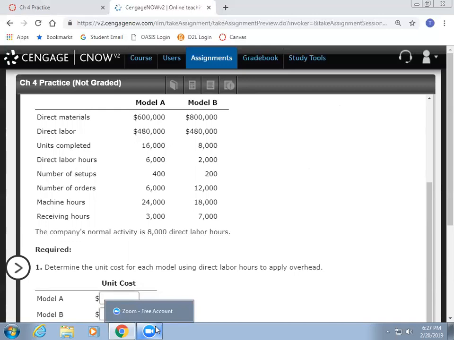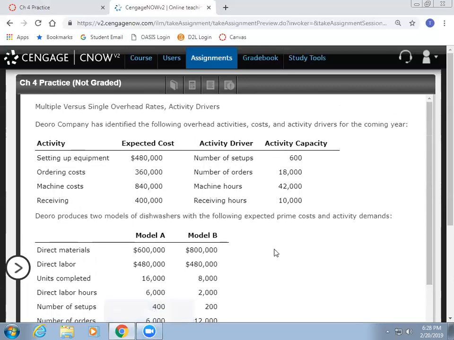Okay. So that one, number 1, is pretty easy. We're really doing what we just did on the last one. So we need to calculate a predetermined overhead rate. And then from there, we can calculate our unit cost. Well, the first thing we need to do is figure out what our total overhead was, right? They don't give us all of that, so we have to do some calculations. So again, this is our overhead up here, these expected activity costs. So we would add all of those up to get total overhead, okay?